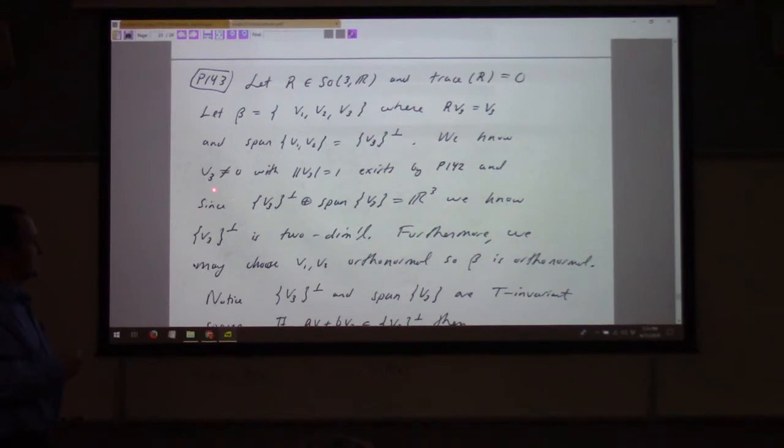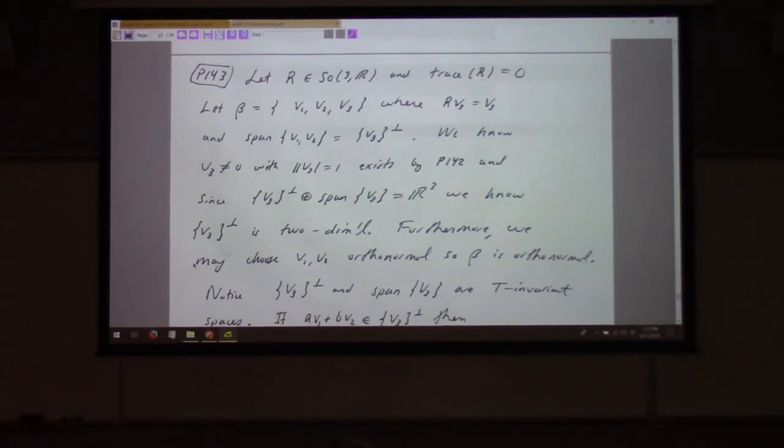And we also have assumed that V3 is length 1. So if you look at it, what we've got is that the perp is two-dimensional. I'm sorry, I'm not reading this correctly. What I'm saying is this is a claim, and here's the reasons why, okay? I explain why this is that right here.